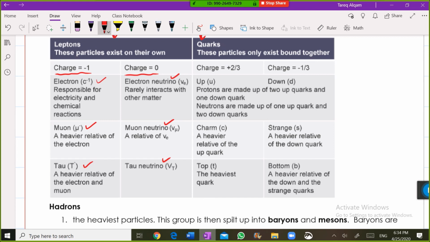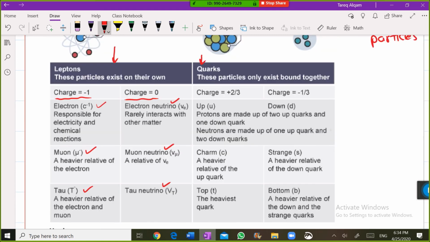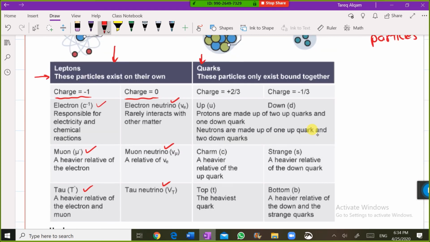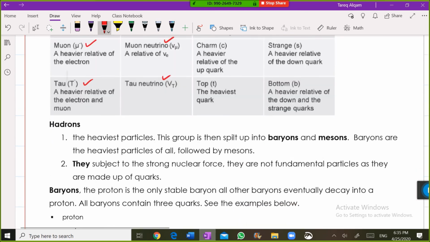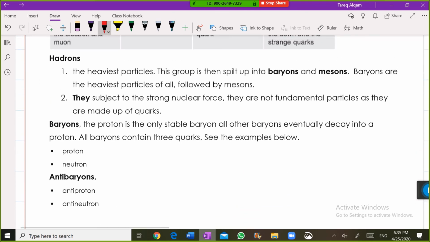هلا حكينا عن الكواركس. تمام؟ Another difference, guys, between the leptons and the quarks is that leptons can exist on their own. The quarks لا. يعني no way, guys, to find free quarks. يعني تلاقي free quark ماشي لحاله؟ لا، لازم يكون bound مع other quarks. هذا كتير مهم، البارت اللي هو الفرق بين الهادرونز والليبتونز.